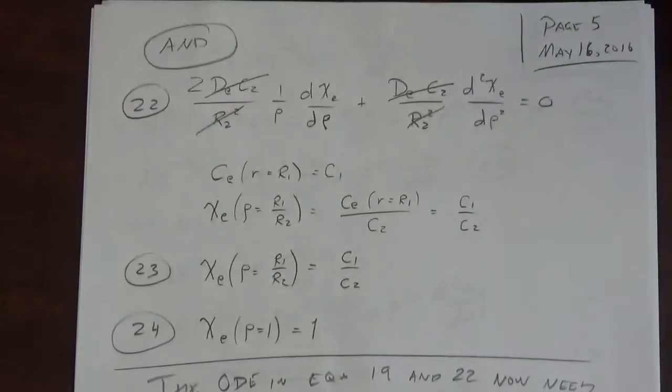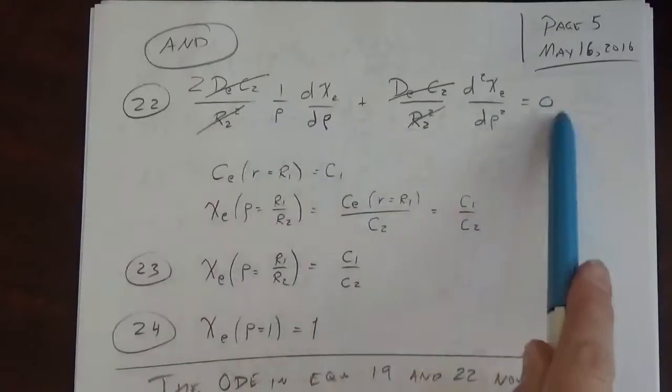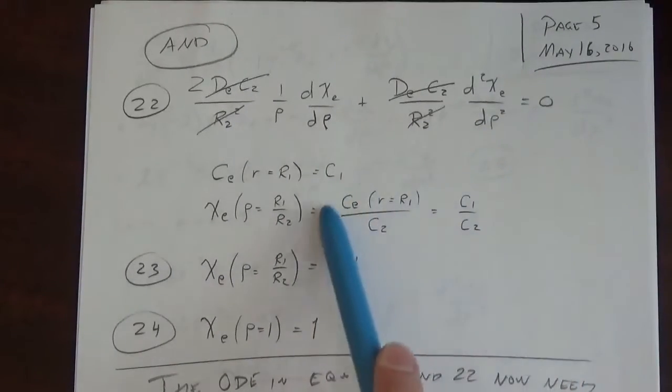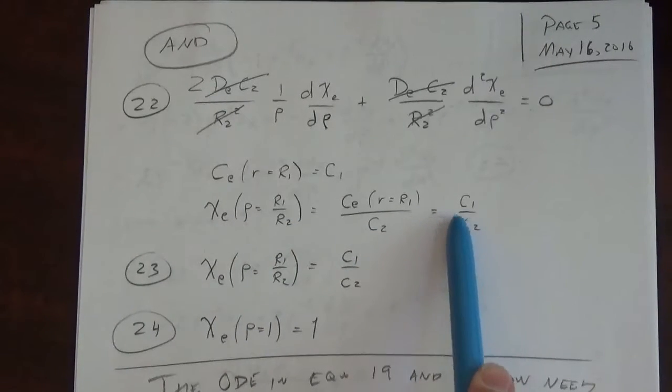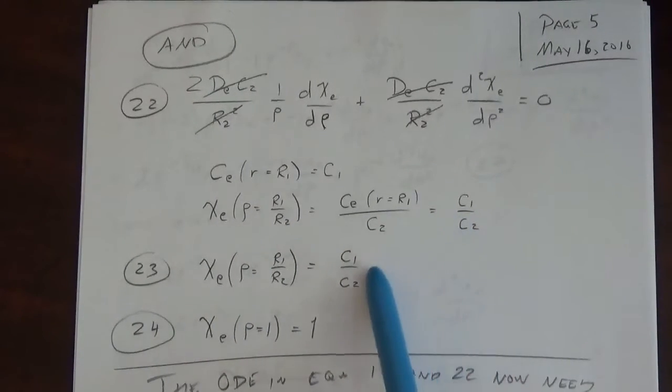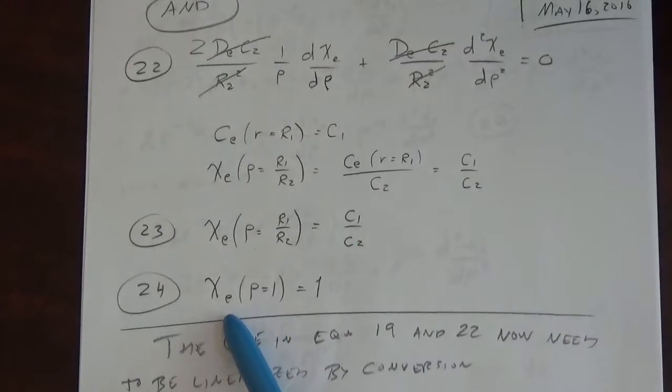And the exterior problem then is this. Again, a bunch of cancellation, giving us this ordinary differential equation. Same boundary again, and you'll see that's redundancy. And then at the surface, chi sub E at rho equals 1 is equal to 1. So this is how we've non-dimensionalized our equations.